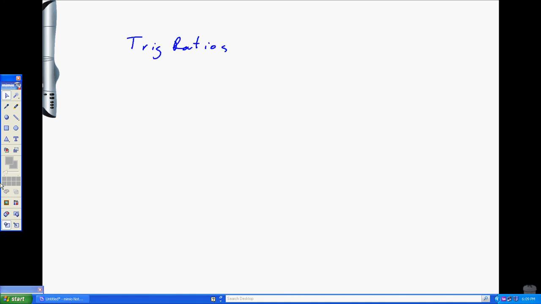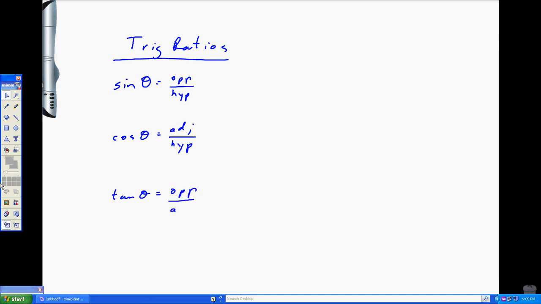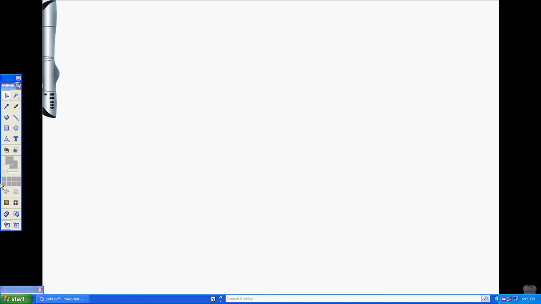Trig ratios. Okay? So the sine of, I'll just call it theta, because that just means any angle, is the opposite side over the hypotenuse side. The cos of theta is the adjacent side over the hypotenuse side. And the tan of theta is opposite over adjacent. Anyways, you don't have to memorize them or anything like that, but you do need to know them. Okay? So, we'll get to the next example here.